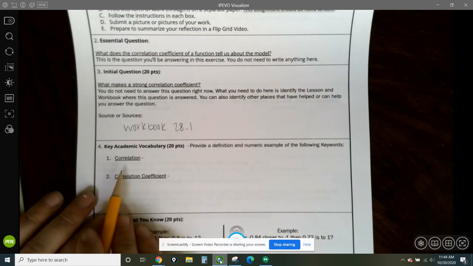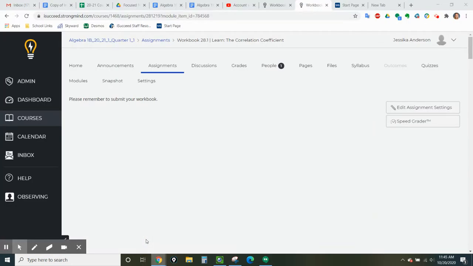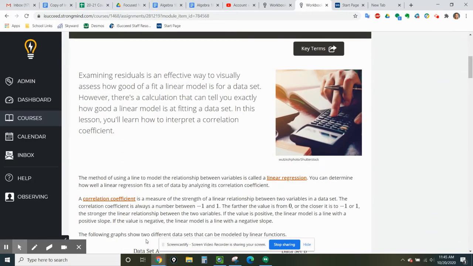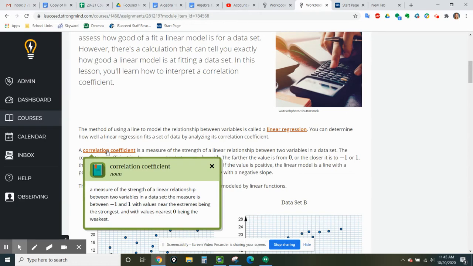Our key academic vocabulary: we have correlation and correlation coefficient. We can go to the lesson here, and remember, you can always find these words. Here's correlation coefficient. If you click on it, it tells you a lovely definition: a measure of strength of a linear relationship between two variables in a data set. The measure is between -1 and 1, with the values near the extremes being the strongest, and with the values near 0 being weakest. That's a lot of words for correlation coefficient, but notice the first part says a measure of strength between two variables.